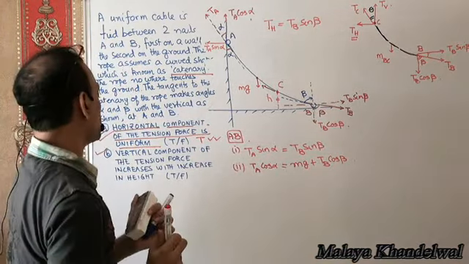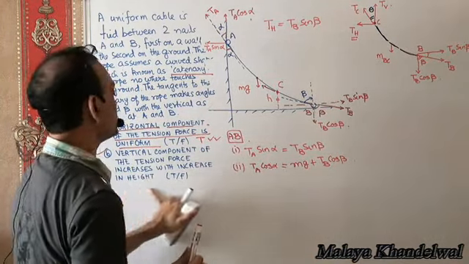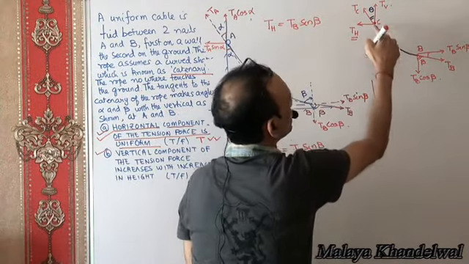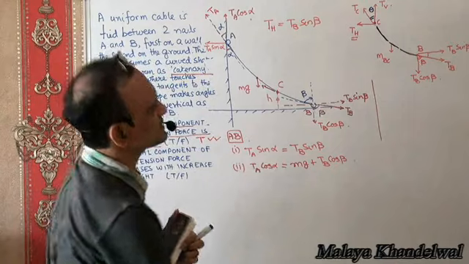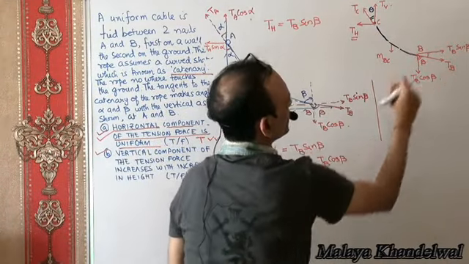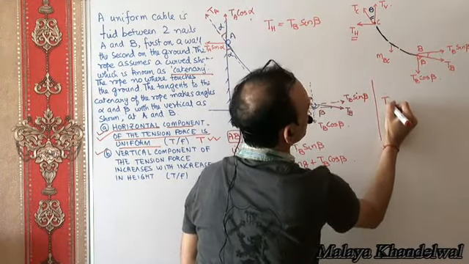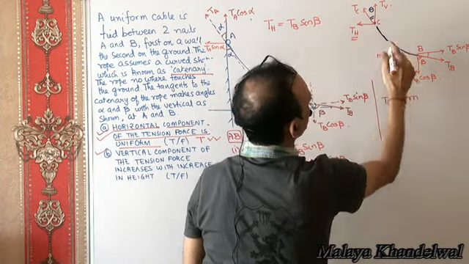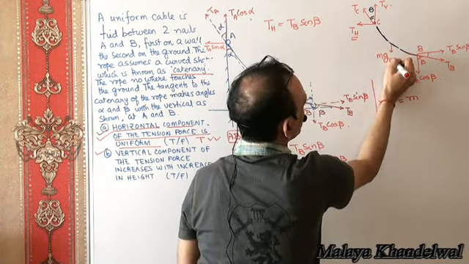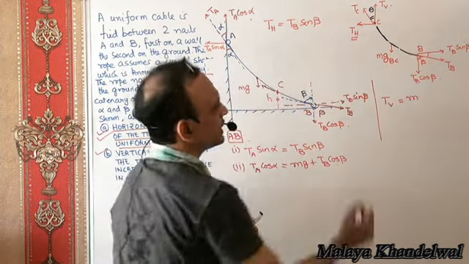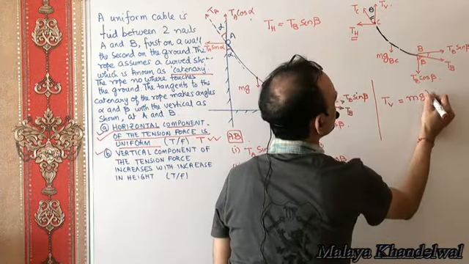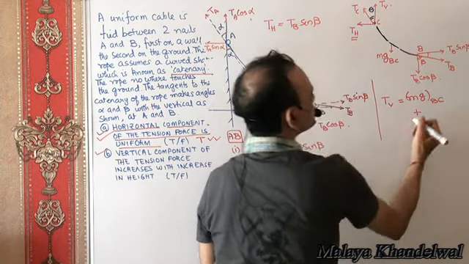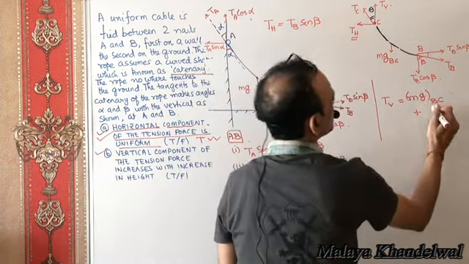Vertical component of the tension force increases with increase in height. What about the vertical component of the tension? So let me look at the vertical component of the tension at C. For equilibrium of this, what can I say? TV, the vertical component of the tension, will be mg of BC, the weight of BC, plus TB cos beta.